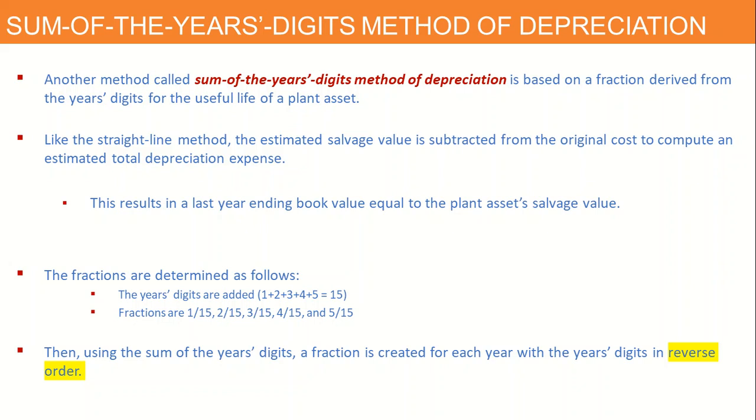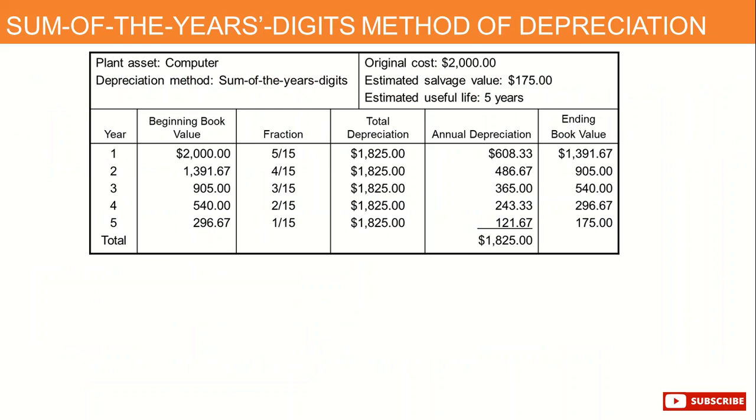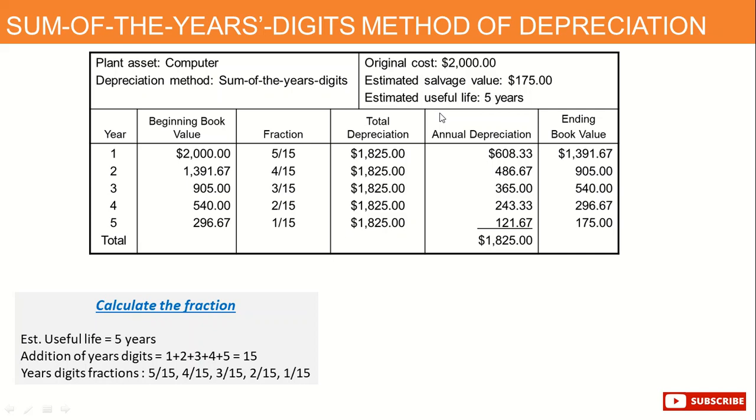So now the sum of the year digits method. Here is the theory. It is very simple. You can review it by yourself, but we will clear the concept from the example. Here we have the example. We have the same data, and we have 5 years estimated useful life, as we have in the previous example. But here we have calculated the fraction. We have 5 years useful life.